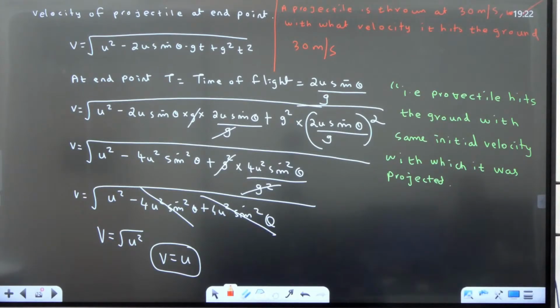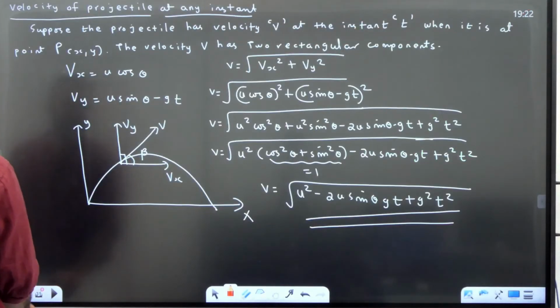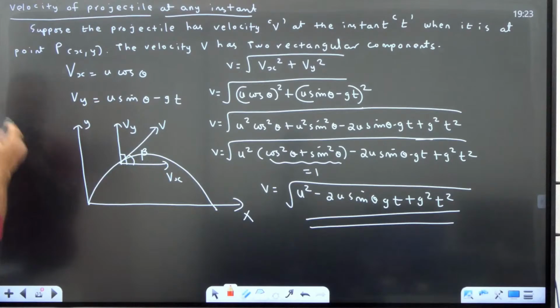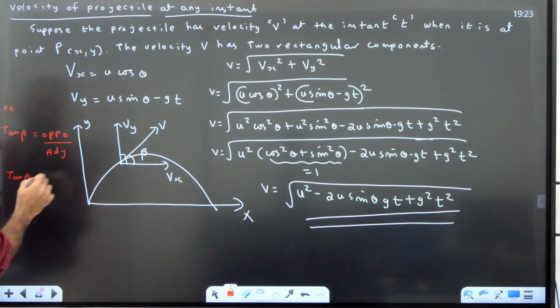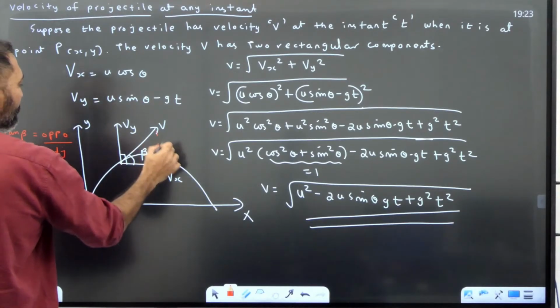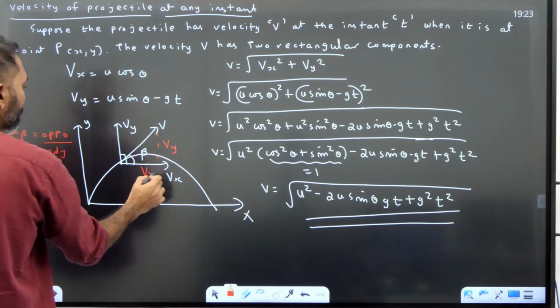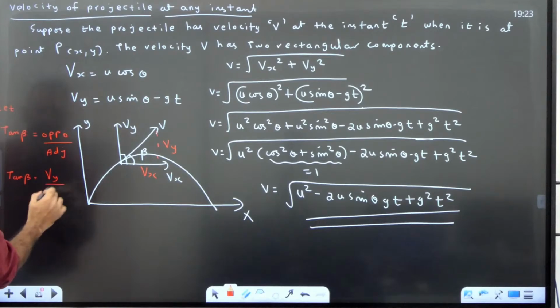All of you note here. Next, let's see. In this figure, let tan beta is equal to, what is tan beta? Opposite by adjacent. Opposite is what? This will be the opposite side, which is equal to Vy, and adjacent side will be equal to what? Vx. Vy by Vx.